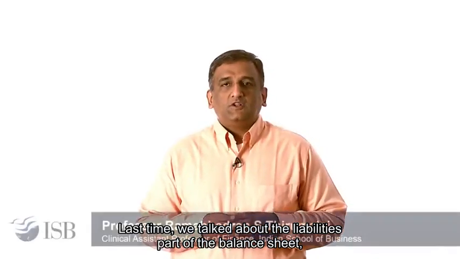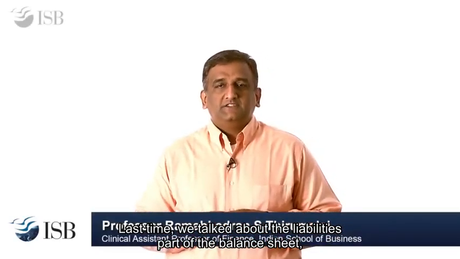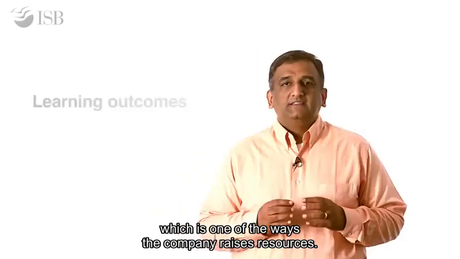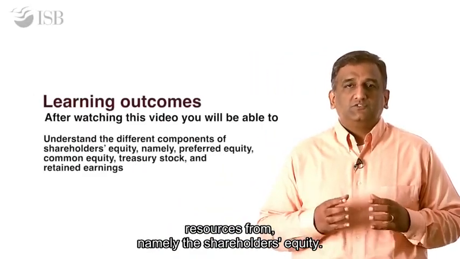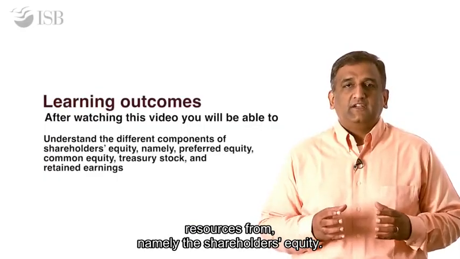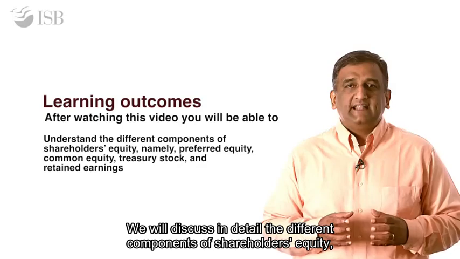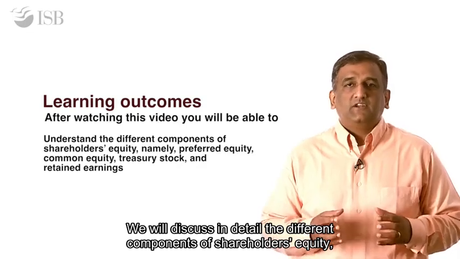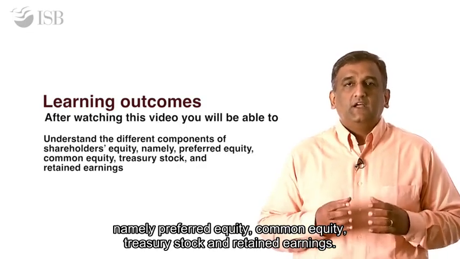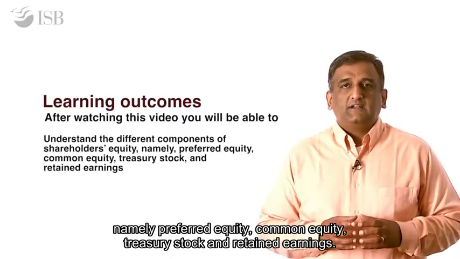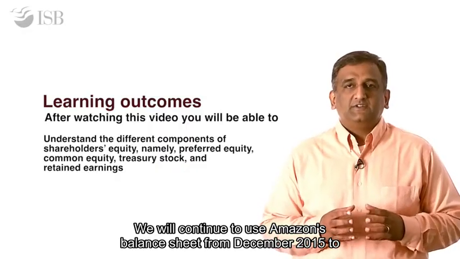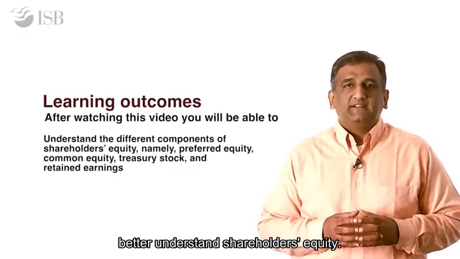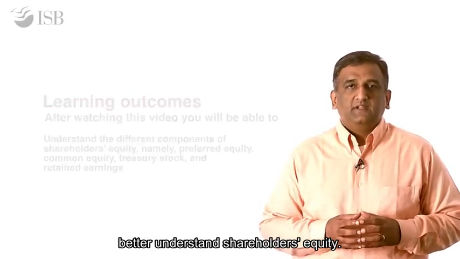Last time we talked about the liabilities part of the balance sheet, which is one of the ways a company raises resources. In this video, we will discuss where a company gets the remaining part of these resources from, namely the shareholders' equity. We will discuss in detail the different components of shareholders' equity, namely preferred equity, common equity, treasury stock, and retained earnings. We will continue to use Amazon's balance sheet from December 2015 to better understand shareholders' equity.